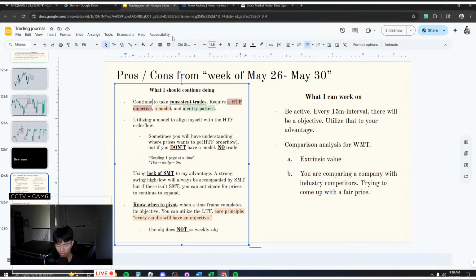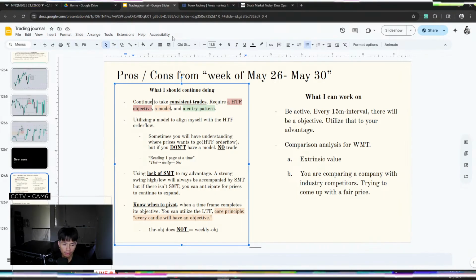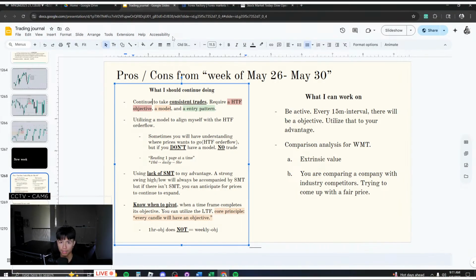So knowing when to pivot, every single candle has an objective. Utilize that to your advantage, right? And one thing that I also want to mention is that a 1 hour structure doesn't allow you to target a weekly objective, right?